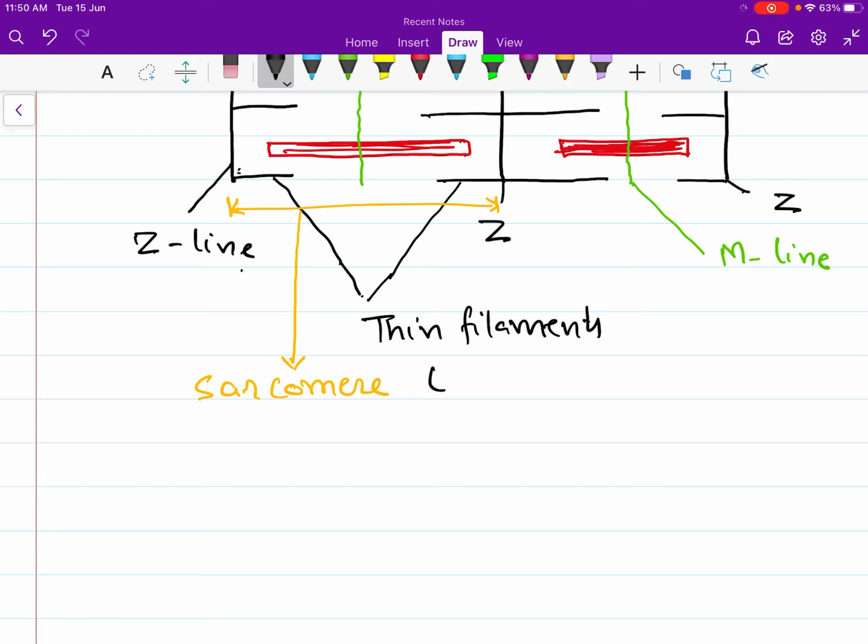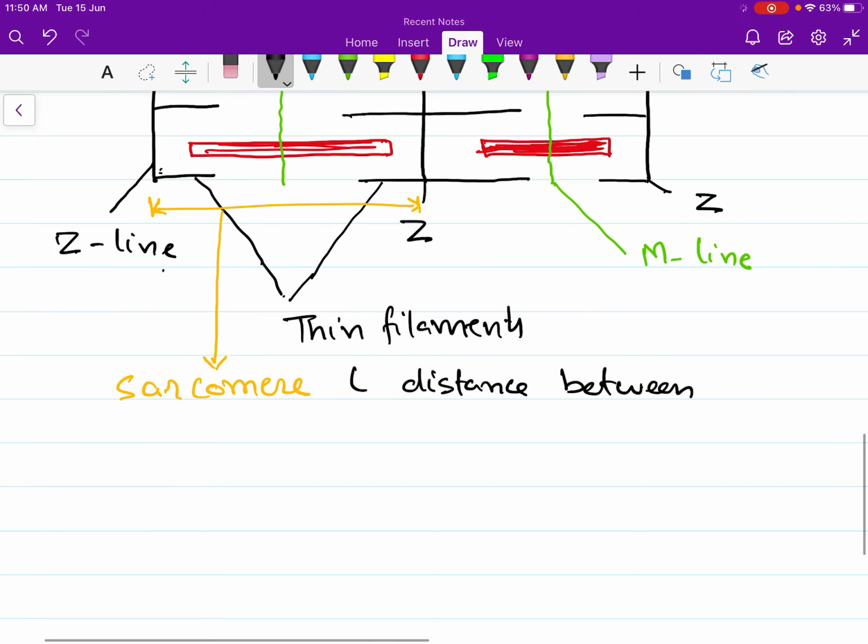So I will write down: it is the distance between two adjacent Z lines of a myofibril.